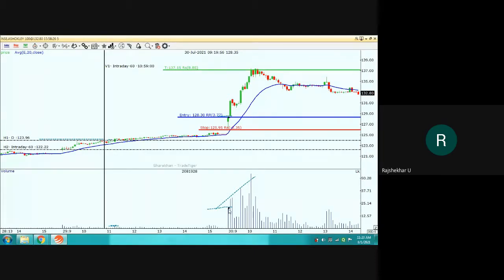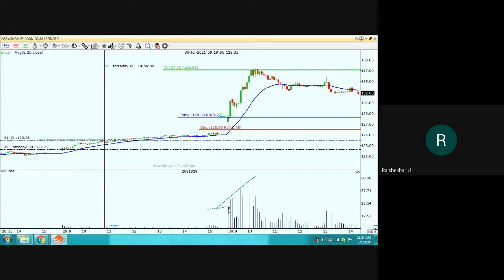Okay, so we have to follow 2 things. The stock has to sustain above daily and hourly exponential moving average line, plus there should be volume build up and the price should go up. If the price is going up with the volumes, then only it is positive sign. By chance, if the volumes are building up and the price is coming down, that is negative sign.